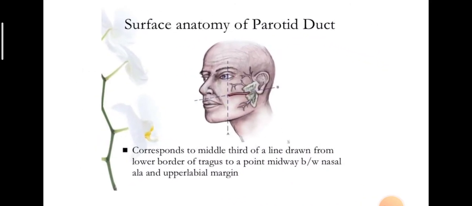What is the surface anatomy? It corresponds to the middle third of a line drawn from the lower border of the tragus to a point midway between the nasal ala and the upper labial margin.